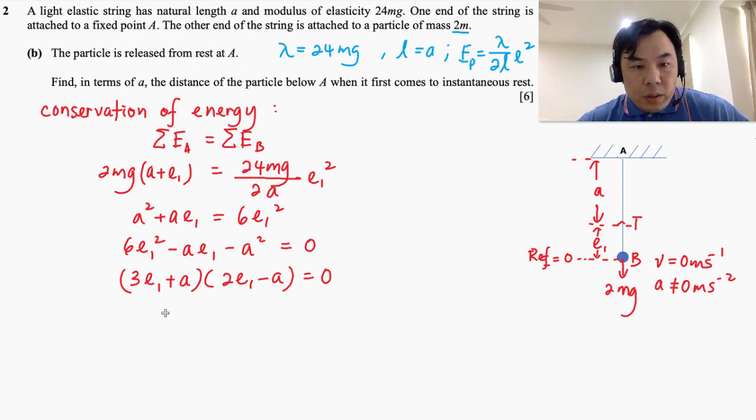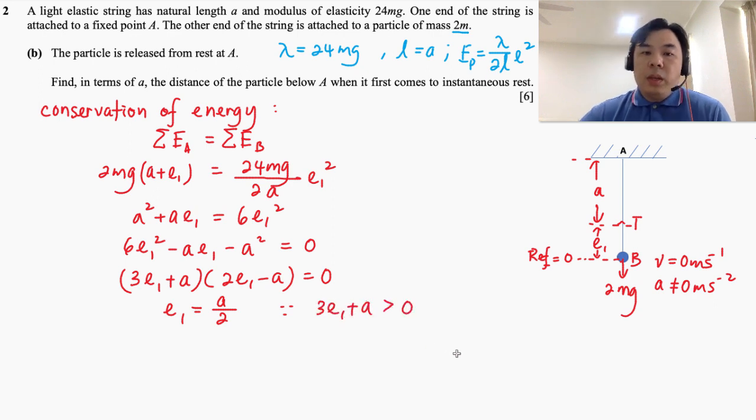And then from here, we can conclude that the new extension will be half the natural length because the 3e1 plus a must be greater than 0 in this case. So now we know that when it reached instantaneous rest, it would have extended half the natural length. Therefore, to answer the question itself, the distance of the particle A when it first comes to instantaneous rest.